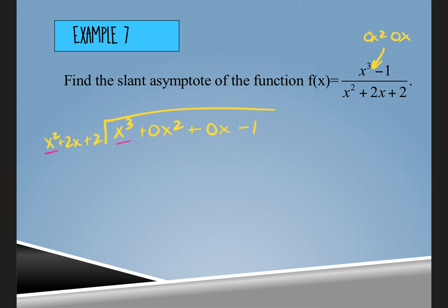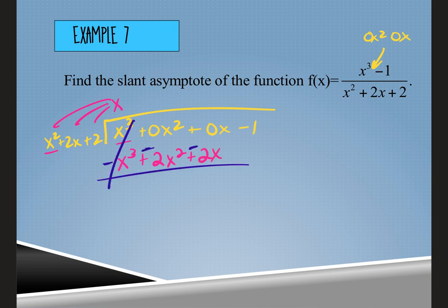So I have to multiply x squared by x. I'd multiply all 3 parts. So x to the third plus 2x squared plus 2x. Change your signs. These cancel. Negative 2x squared minus 2x. I bring down the minus 1. And I repeat the process.